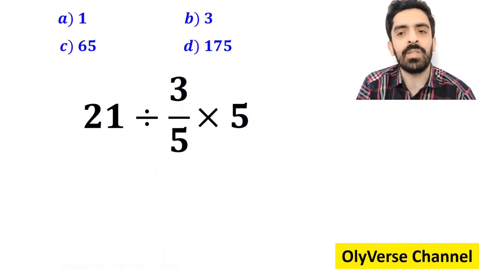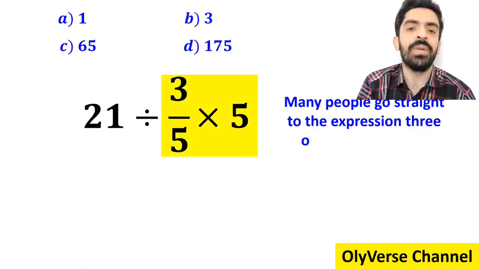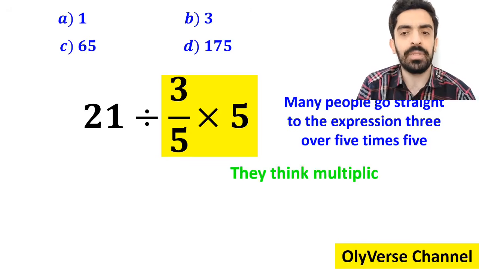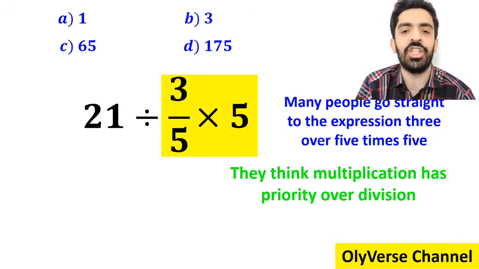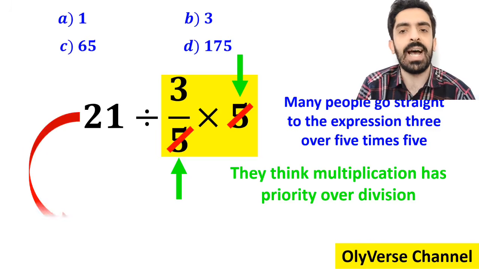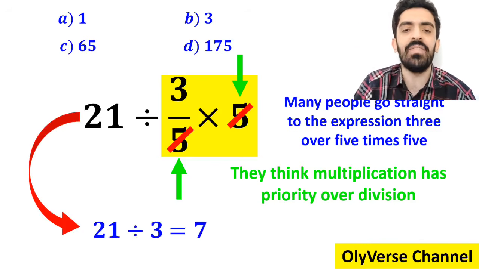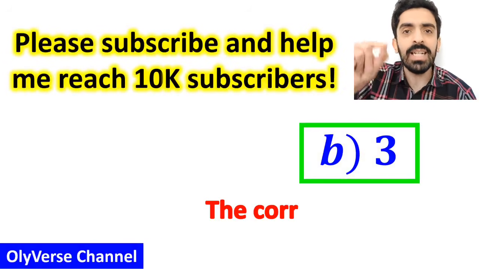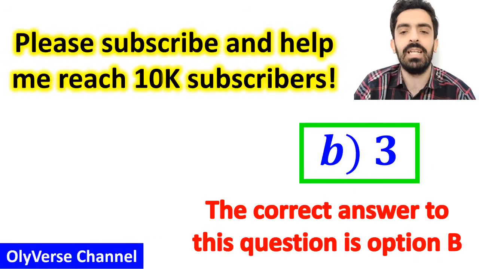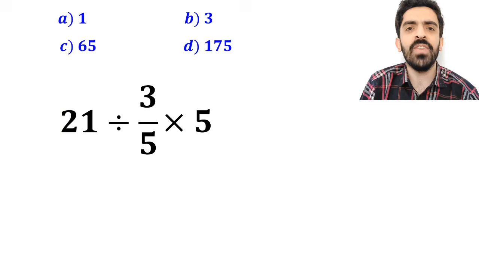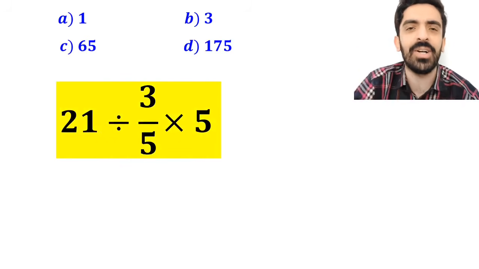At the beginning of solving this question, many people go straight to the expression 3/5 multiplied by 5, which I have highlighted in yellow, because they think multiplication has priority over division. And they say it's easy to simplify 5 with the 5 in the denominator and write this expression as 21 divided by 3, which finally gives them the answer 7. Then, without any hesitation, they immediately say that the correct answer to this question is option B. However, that's definitely wrong. Alright, now let me walk you through step by step how to solve this expression correctly.